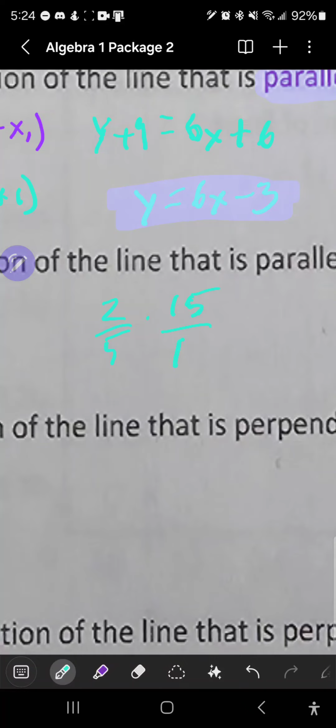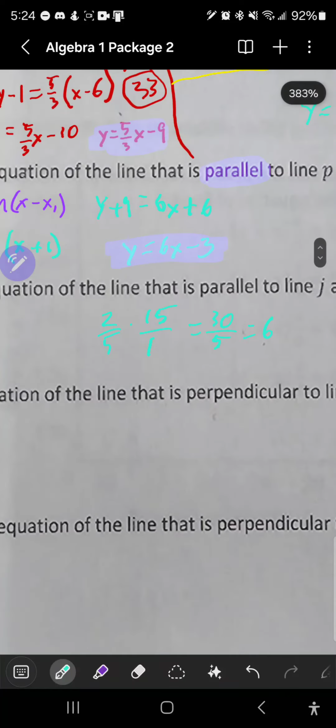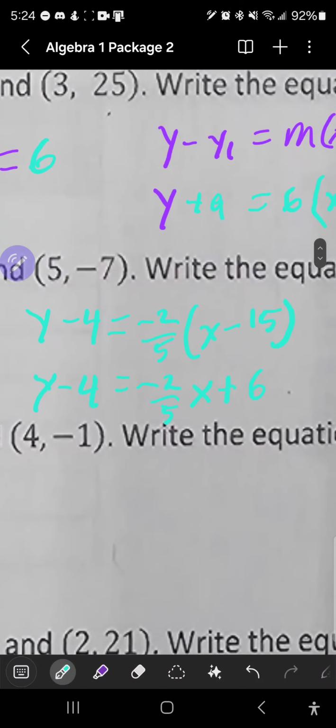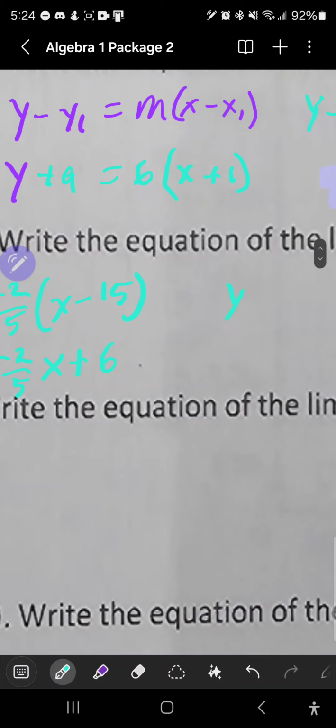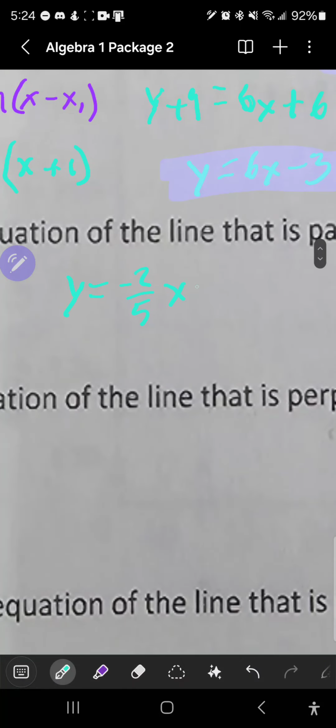So this is going to be 3 over 5. This is going to be 6. Yeah, that's what I did. I'm just trying to go really quick. And now we add 4 on both sides. Negative 4 plus 4 is just 0, so we have y equals negative 2 over 5x. And now 6 plus 4 is 10, so plus 10. And that's our answer for that exercise.